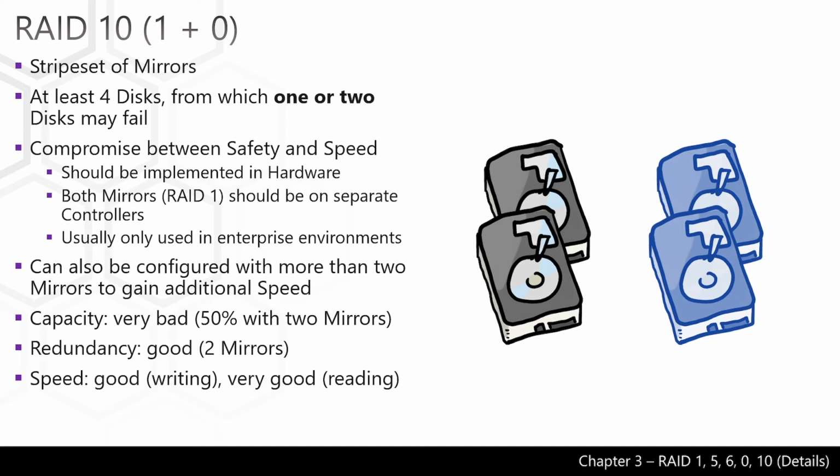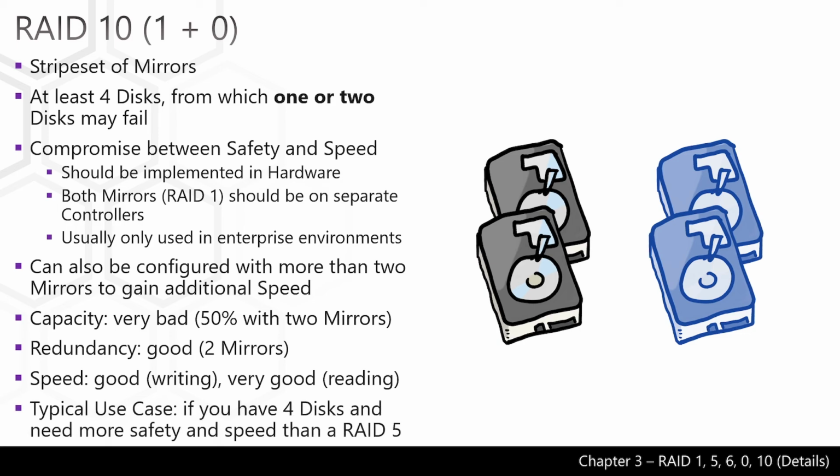So the gray RAID 1 would be gone. And as with the RAID 0, if one set is gone, the whole set is gone. So that's why I said one or two disks may fail. It depends on your luck. If you're lucky, two disks in two different sets fail. If you're unlucky, two disks in the same RAID 1 will fail.